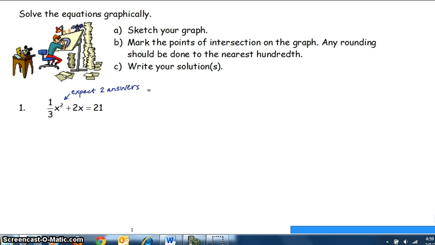Now in order to graph this, I'm going to put the left side of my equation in y1. So in y1, I'm going to put 1/3 x squared plus 2x. And I'm going to put the right side of my equation in y2. So there I'm going to put the 21.